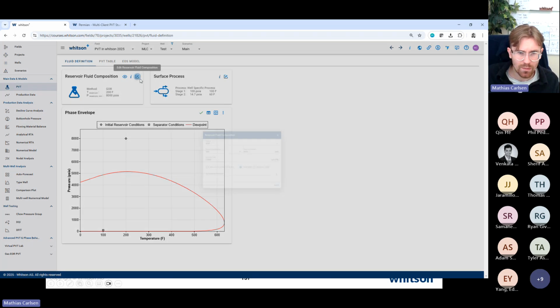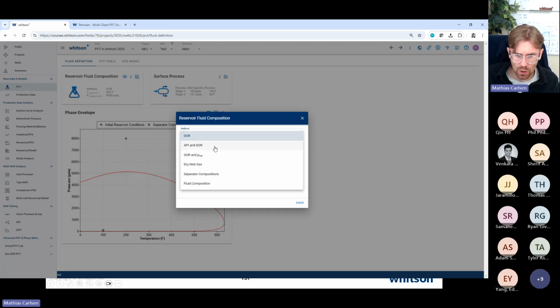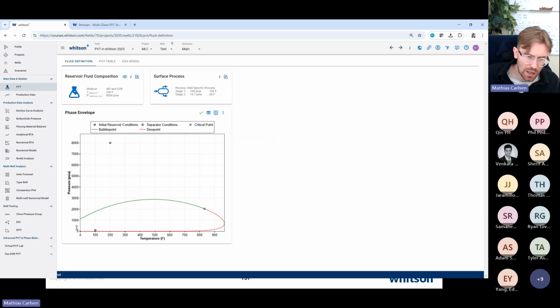That's another method. So we're going to open up this reservoir fluid composition card again. We're going to change it to API and GOR, and we're going to make that 38, and we're going to keep this other guy at 600. I'm going to click save. That's going to change our phase envelope to something very different.